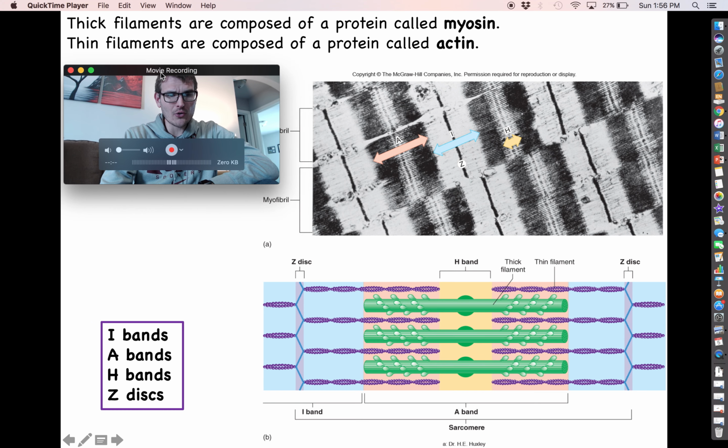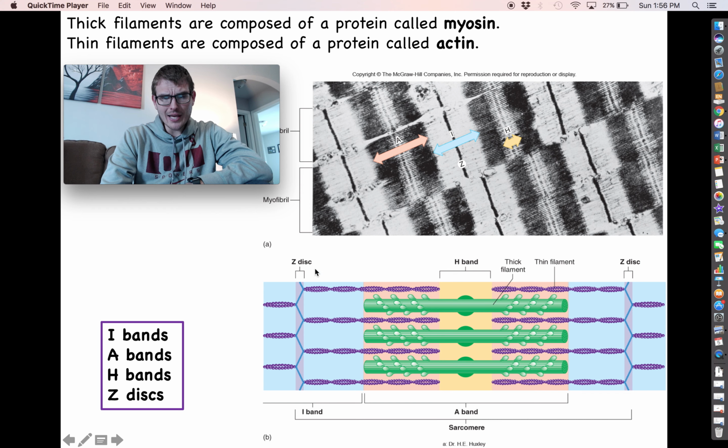So first thing we'll do is look at a whole sarcomere, which runs from Z disc, which you can see right here. A Z disc is basically just a vertical alignment of proteins that are meant to anchor the thin filaments in place. So you can see a Z disc there, and the thin filaments protruding out from there, and you have one on each side of the sarcomere. So one sarcomere runs from Z disc to Z disc. From here to here, that is one sarcomere.